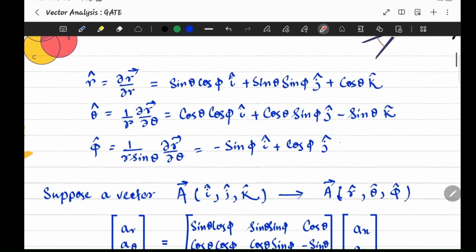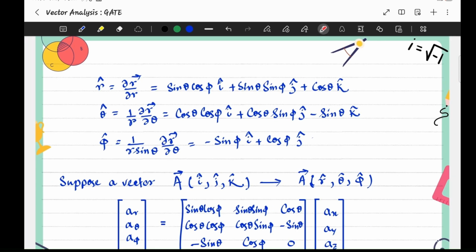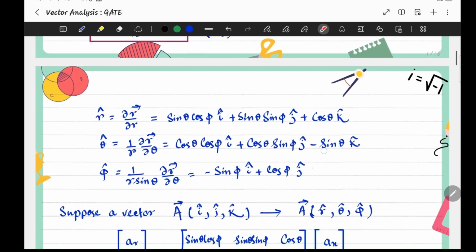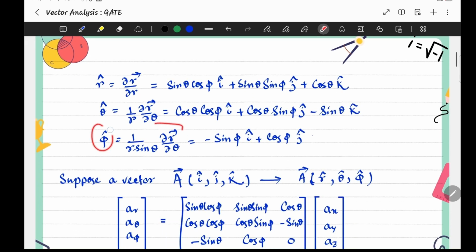Now the question is, in another problem, if you have to find phi cap, how can you find it? That is 1 by r sin theta del r by del phi. So if you put this r, that is r sin theta cos phi i cap, r sin theta sin phi j cap and r cos theta k cap, to find out phi cap, you will get minus sin phi, cos phi.